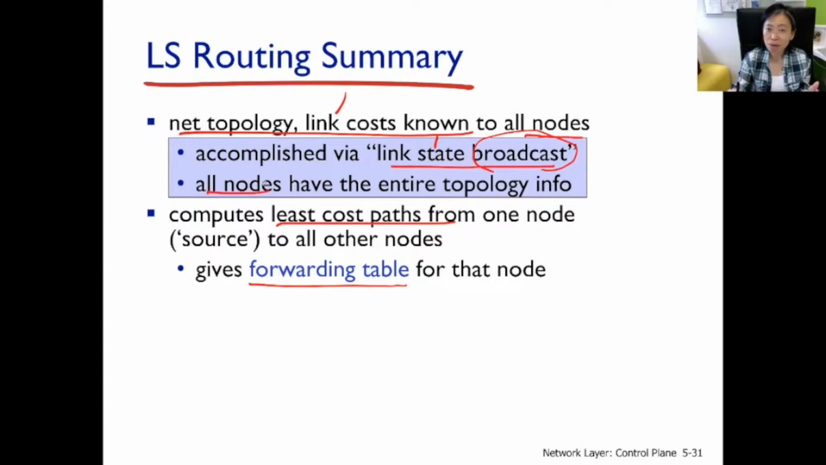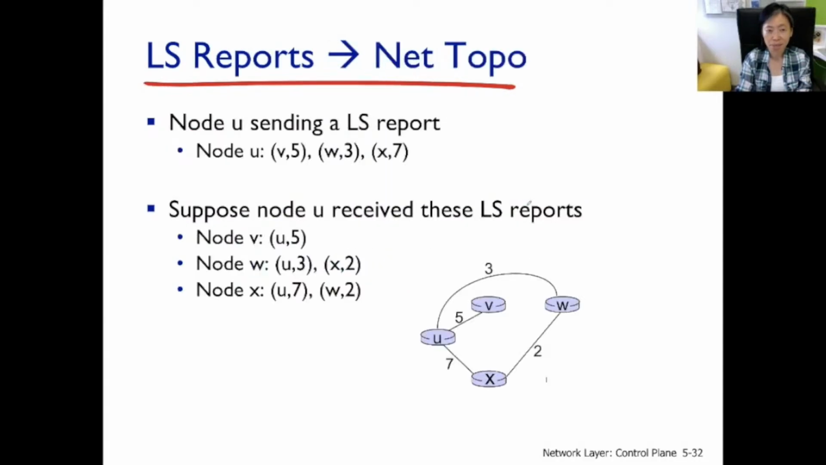And these link state reports from every other node, including the node's local information, are going to be used to restore the total network. Let me give you an example to illustrate how that is done. We have a very simple network here, only 4 nodes.